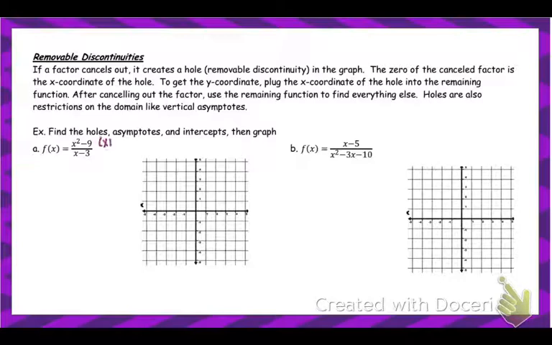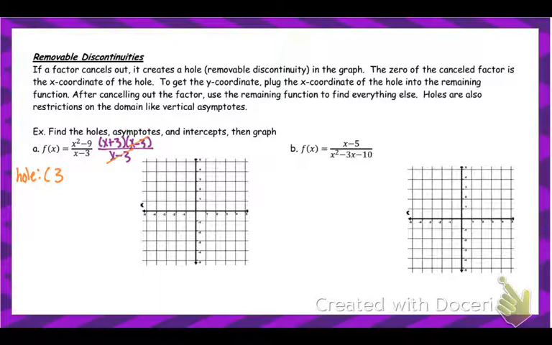So this factors into x plus 3, x minus 3. And if you notice, that x minus 3 factor is going to cancel out. So if you remove a factor, it creates a removable discontinuity. For the hole, it's going to have an x-coordinate and a y-coordinate. The x-coordinate of the hole comes from the 0 of the factor that you cancel out. So if I cancel out x minus 3, positive 3 is the x-coordinate of the hole. If I canceled out x plus 7, negative 7 would be the x-coordinate.